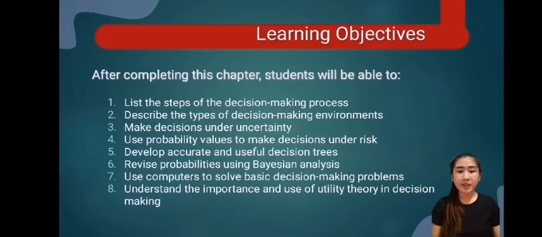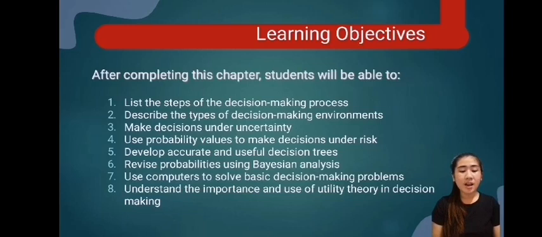For our learning objectives, number 1, list the steps of the decision-making process. Number 2, describe the types of decision-making environments. Number 3, make decisions under uncertainty. Number 4, use probability values to make decisions under risk. Number 5, develop accurate and useful decision trees.